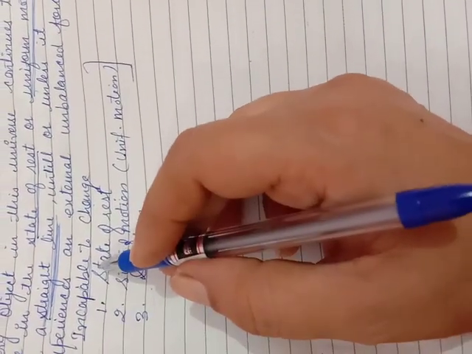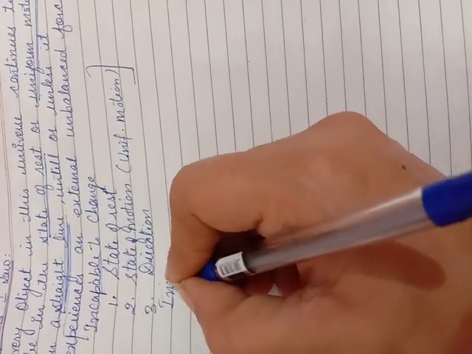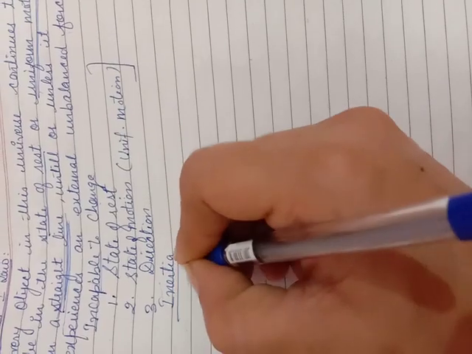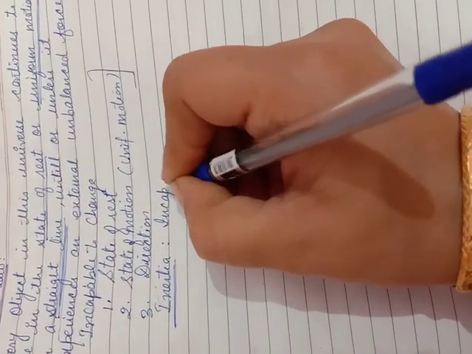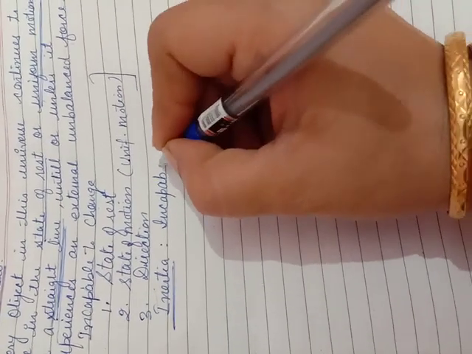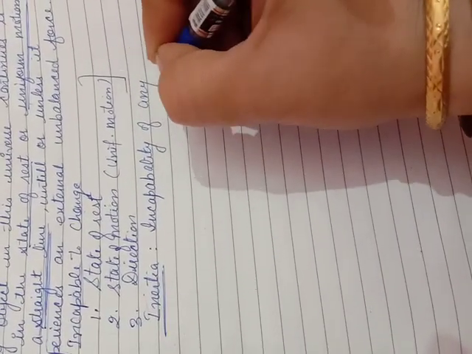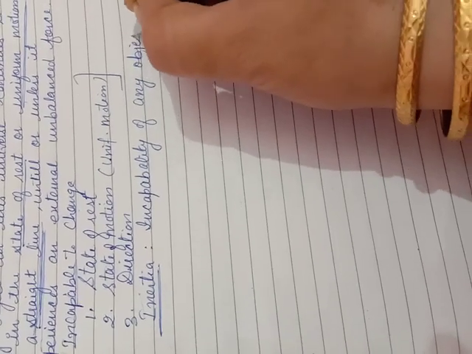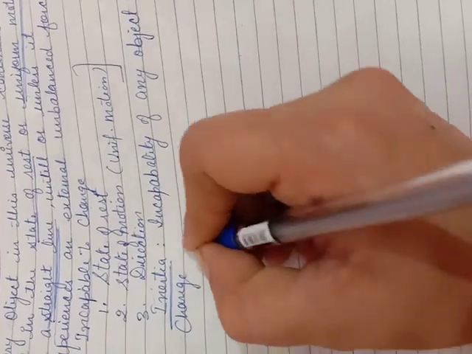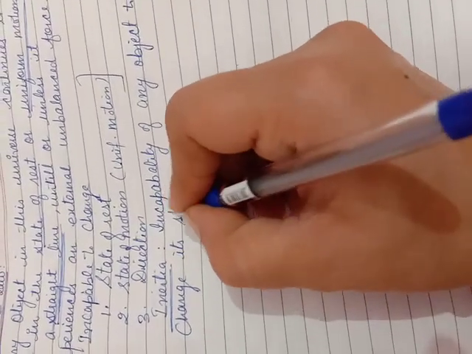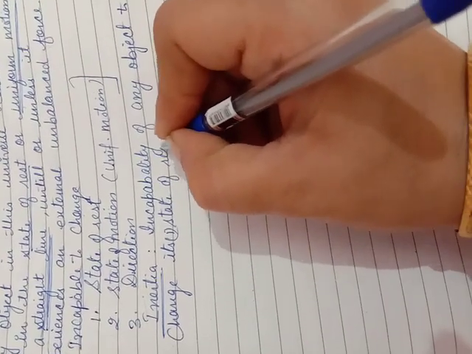So the object is incapable to change these things. This incapability is called inertia. So what is inertia? Inertia is the incapability of any object to change its state of rest.